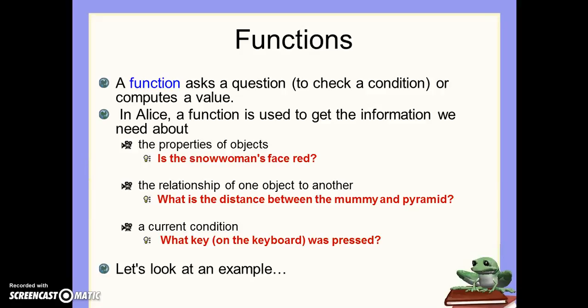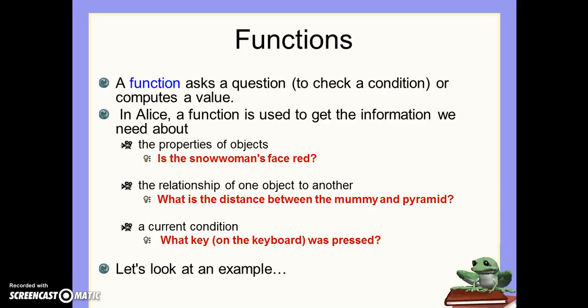A function simply asks a question, or it checks a specific condition. So if x is greater than 3, if that's true, do this. If that's false, do something else. Now in Alice, a function can be used to get the information that we need about a bunch of different elements within our program. The properties of an object.